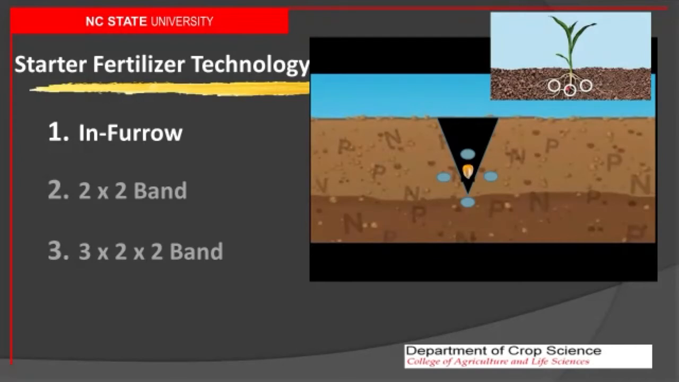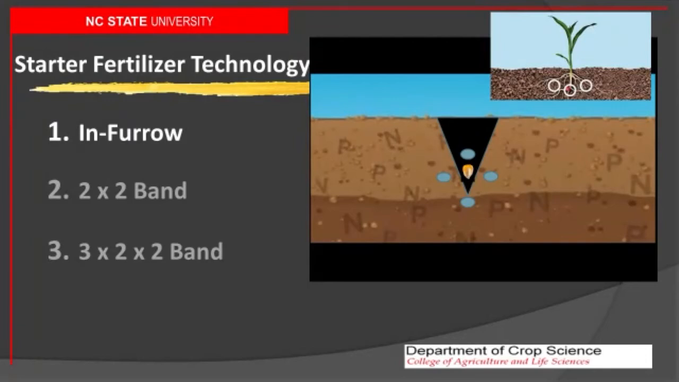We're going to look at three types of technology that I think are most critical or used: in furrow, 2x2, 3x2x2. You notice I'm not talking about broadcast here. And I'm not going to cover that here because I do not think it's very effective in achieving root growth. It'll improve phosphorus concentration at soil test, but I don't think it's very effective, as you can see earlier.